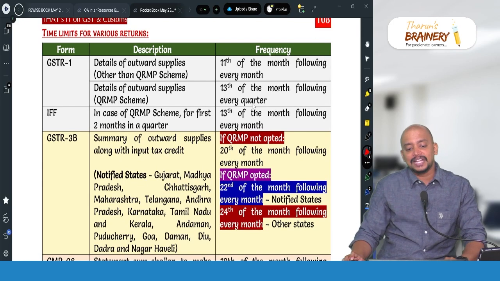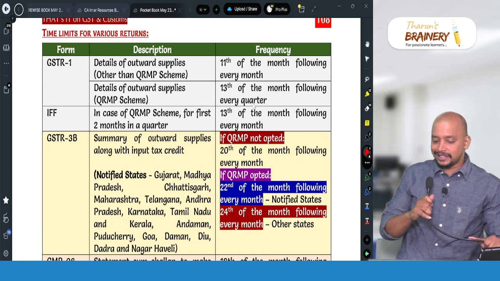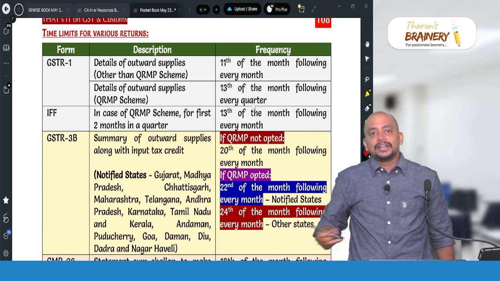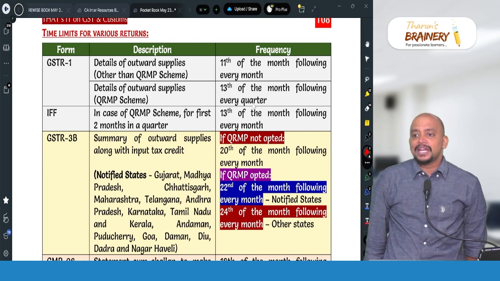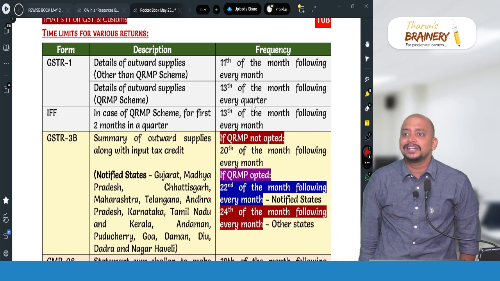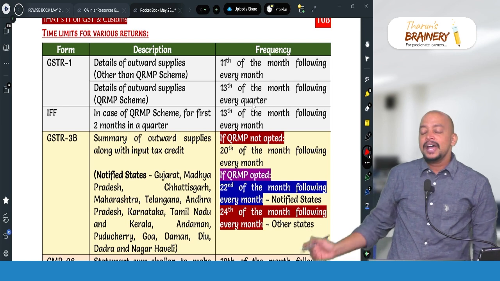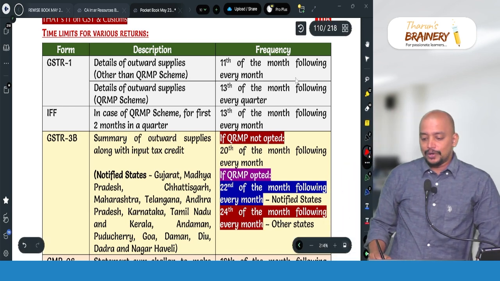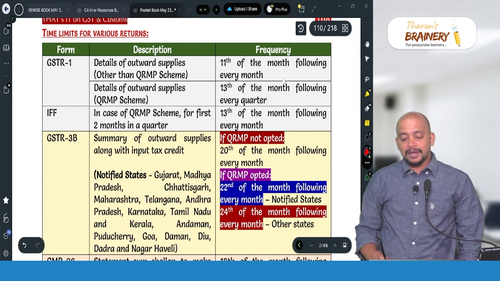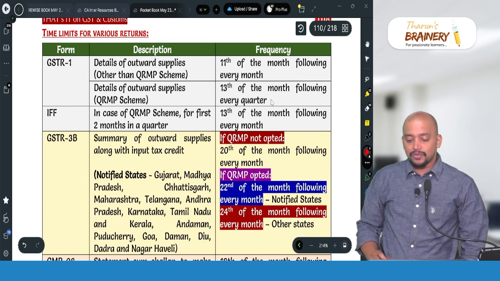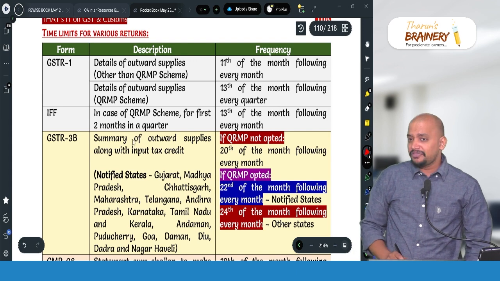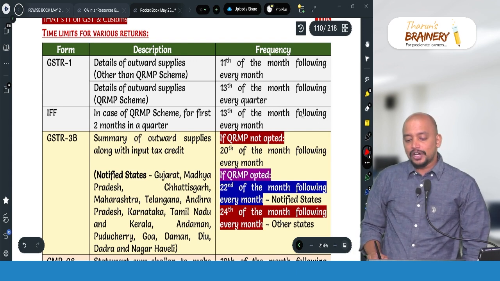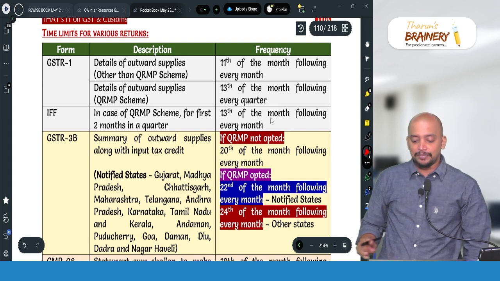Next, we have time limits for various returns. GSTR 1 is a return to be filed by every registered person giving the details of their outward supplies. What is the time limit for filing GSTR 1? 11th of the month following every month. If it is QRMP, 13th of the month following every quarter. And in case of IFF, 13th of the month following every month for the first and second month.